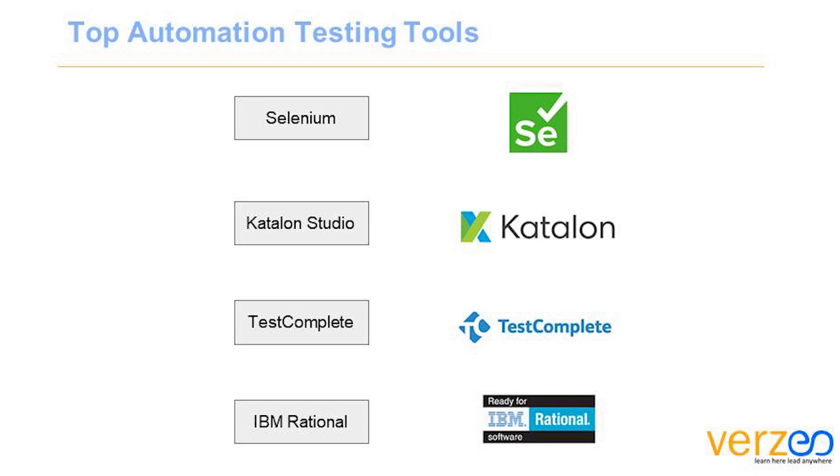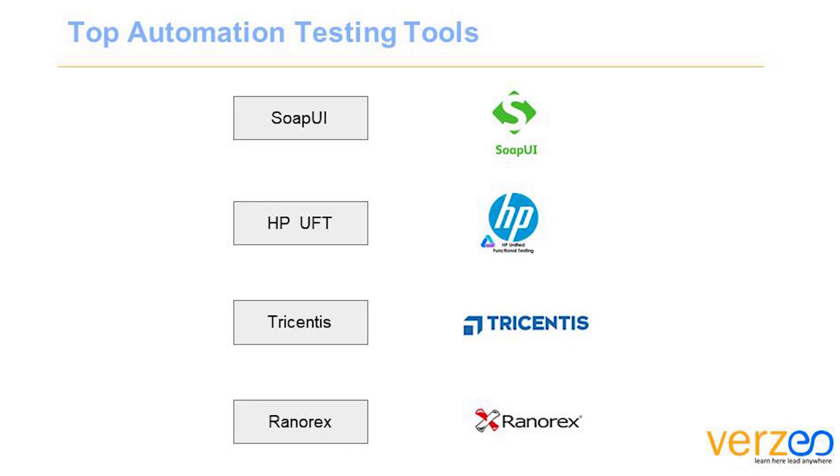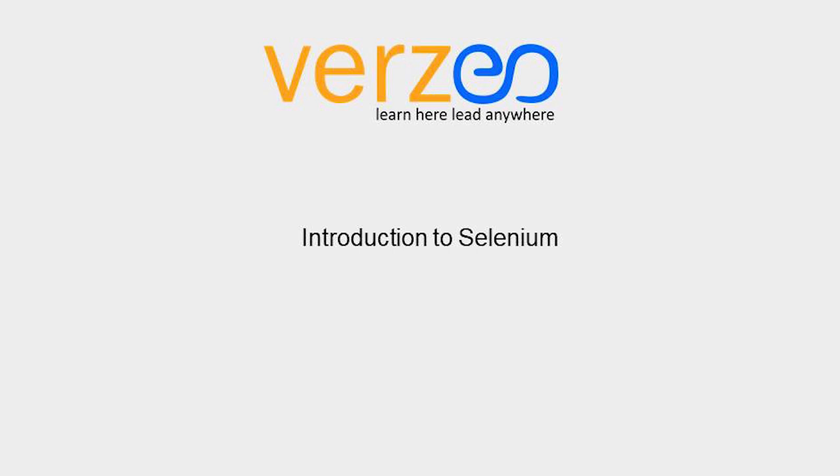So you have Selenium, you have Katalon Studio, TestComplete, IBM Rational, SoapUI, HP Unified Functional Testing, Tricentis and Ranorex. There are multiple other tools as well, but these are some of the widely used tools for cross-browser testing, for parallel execution, for multi-browser testing, for web application and website testing, etc. So let's see what's next.